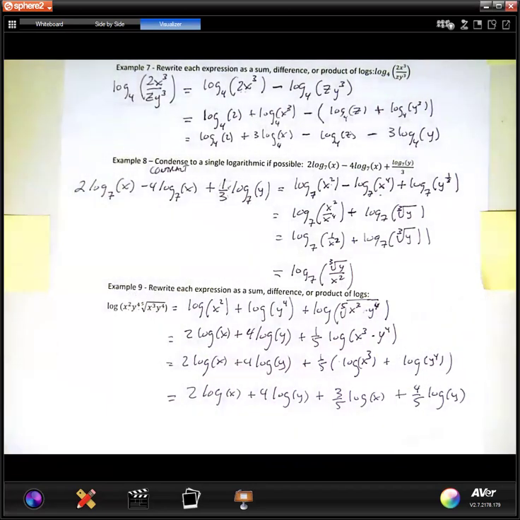So again, just to emphasize, we don't have a purpose right now while we're doing this. We're learning how to expand and contract for a different purpose that you'll see in a future section.